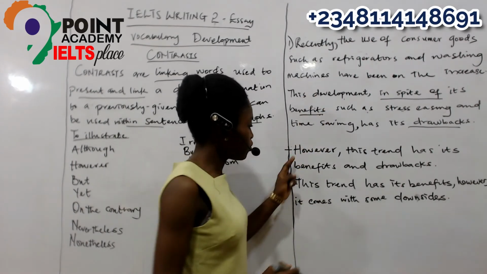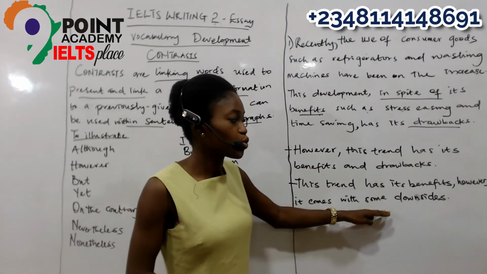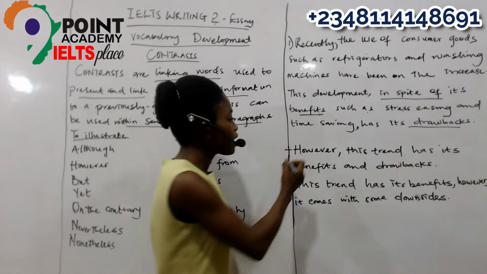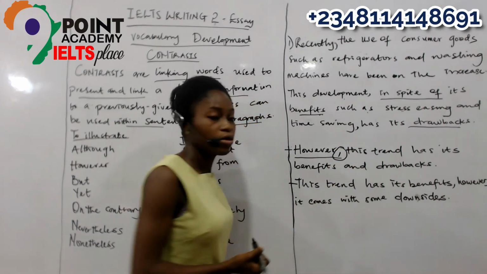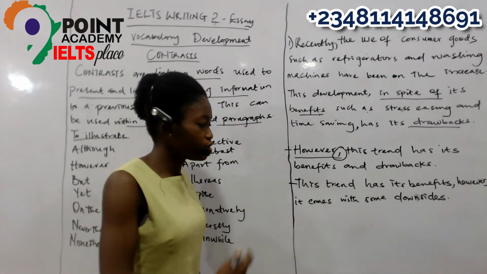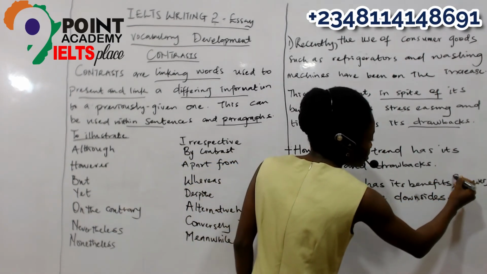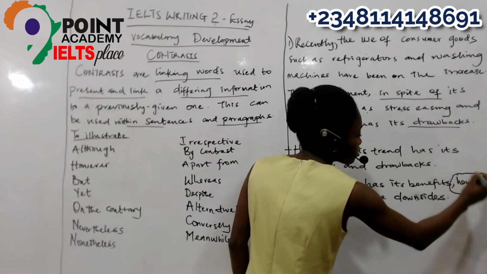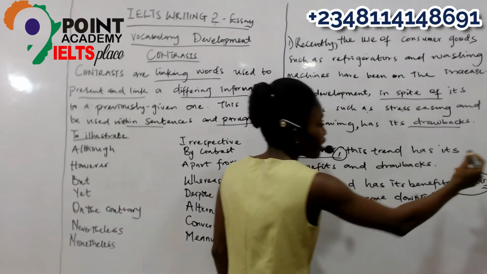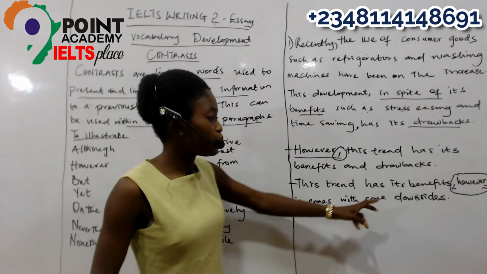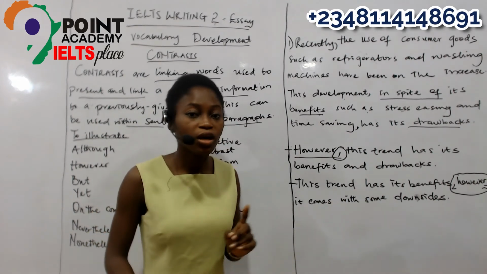Now, note that the way I used however here when I was starting the sentence is different from the way it was used in the second sentence. Now, however started this sentence with a comma. It shows there is a pause before you continue. Now, this trend has its benefits. However, now this part here has a comma before however and a comma after however. It shows that you can rewrite this sentence the way you want, but it will still show that you are using the contrast appropriately.